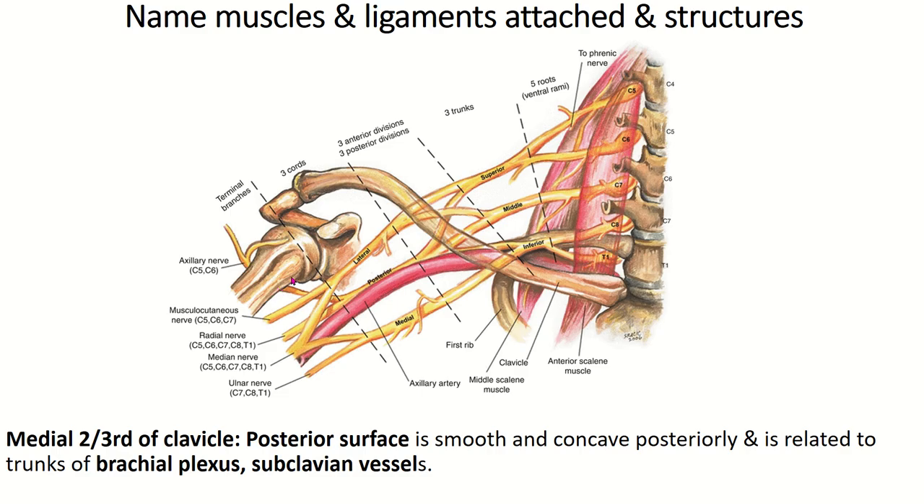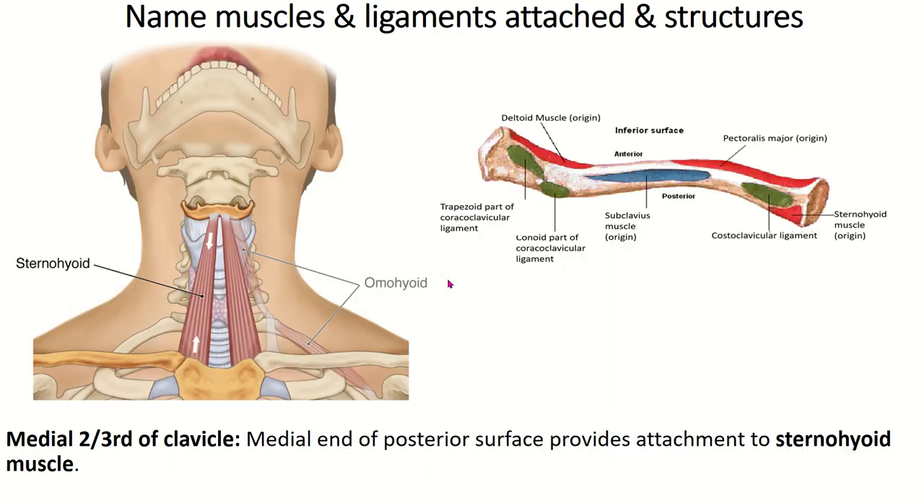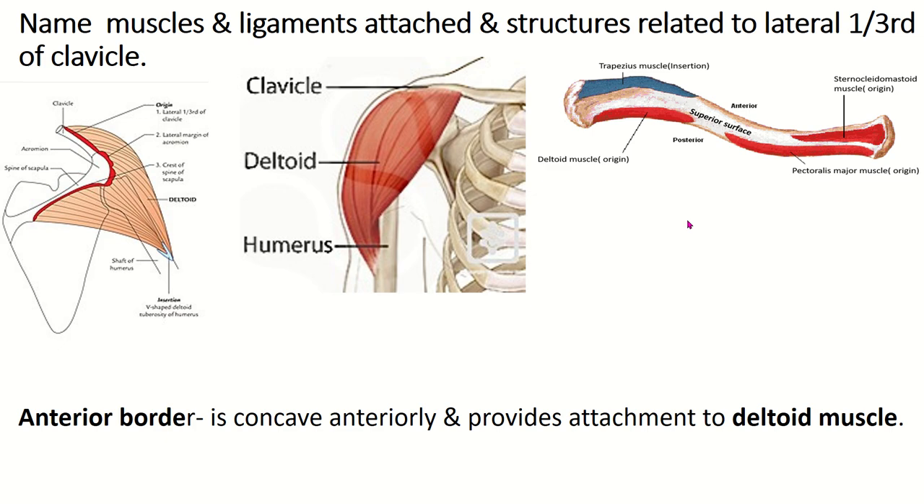It is related with the surgical neck of the humerus. Any fracture in this particular area damages the axillary nerve. This is the sternohyoid muscle. This is the deltoid muscle's origin.